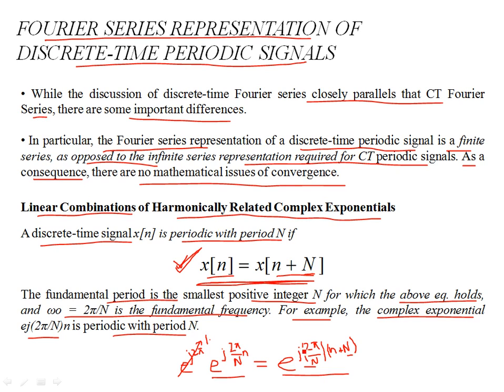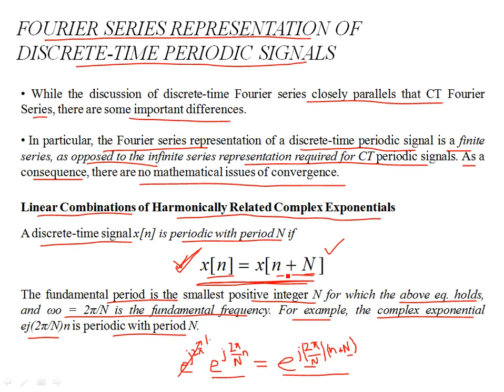Therefore, the sequence we can say is periodic because it satisfies this relationship. So the sequence is periodic, for which we have a smallest positive integer capital N that satisfies the above relationship. Okay, so this is an example of a discrete time complex exponential sequence.